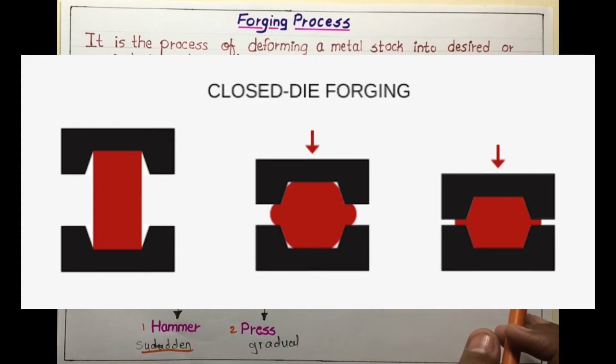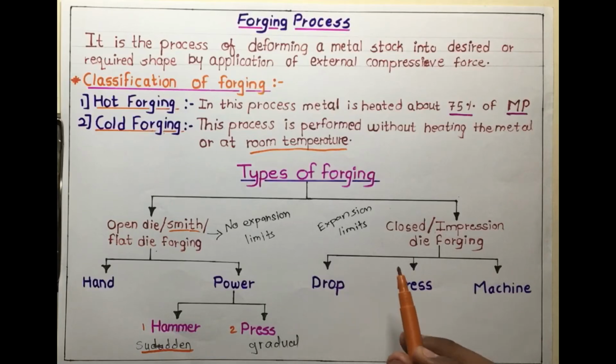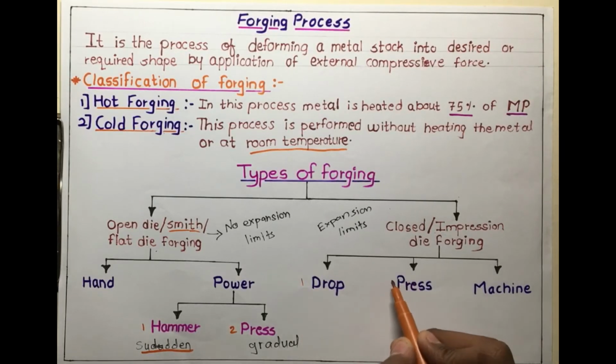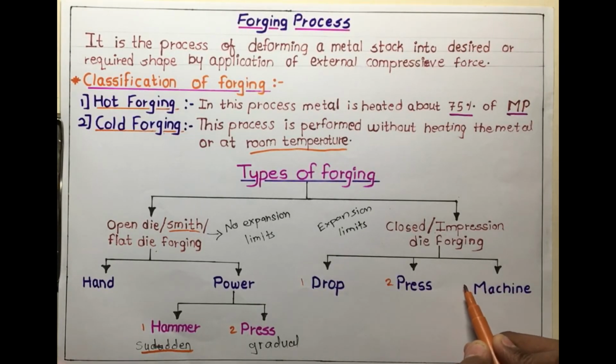In this closed die forging, the metal is compressed between the two dies, which are provided with the shape of the final object which is to be made after performing this operation. In this there are three types. First is drop forging, second is press forging, and third is machine forging.